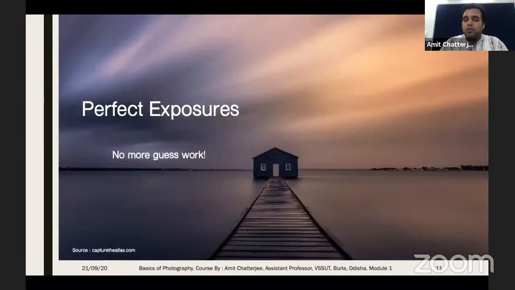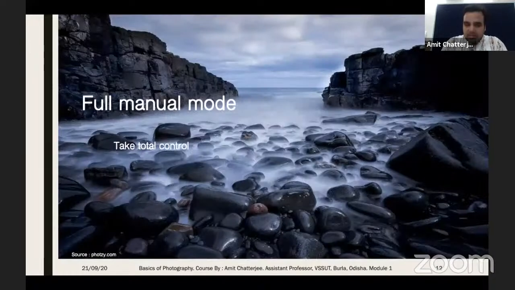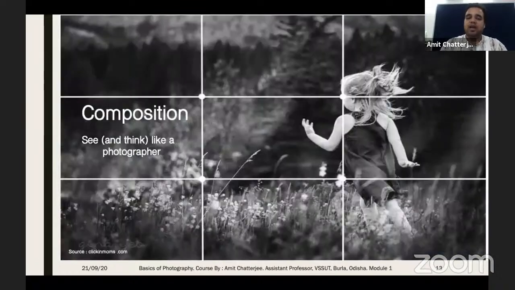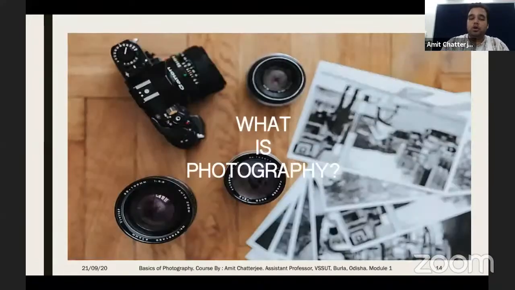We will talk about perfect exposure and what exactly exposure means, what kind of lighting we require so that we can call a particular picture a perfect exposure, and we know that it's not underdone or overdone. And then this will be the module 2 final thing, which will be the full manual mode and taking control of your camera. Then the third module talks about composition.